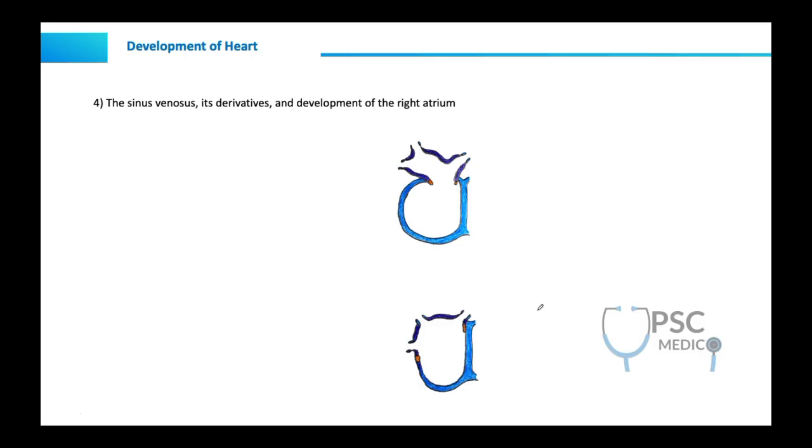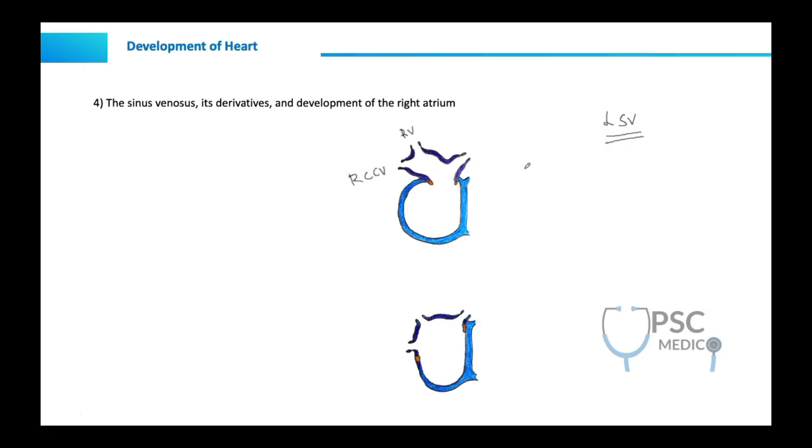Now the sinus venosus and its derivatives and development of the right atrium, we already discussed it, but I'll just explain the image here. As I already told you, the most important part to be known here is that the left part of the sinus venosus disappears, but the right part of the sinus venosus, we have the right vitelline vein, and we also have the right common cardinal vein.